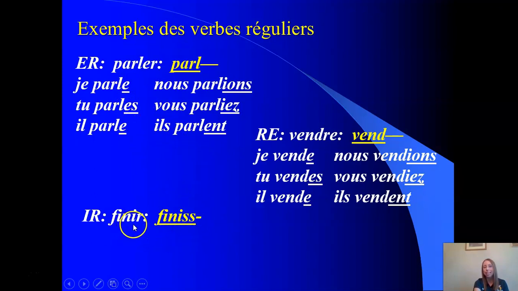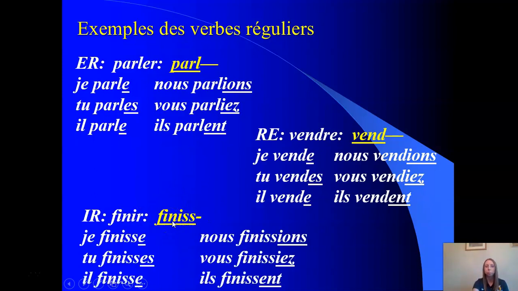Les verbes avec IR, what's the plural stem? Ils finissent. When we take off the ENT, we're left with this. If we had only taken off the IR, we wouldn't have the right stem that is in every form. So je finisse, tu finisses, il finisse, nous finissions, vous finissiez, ils finissent. You notice they all have the same endings. E, ES, E, IONS, IEZ, ENT.